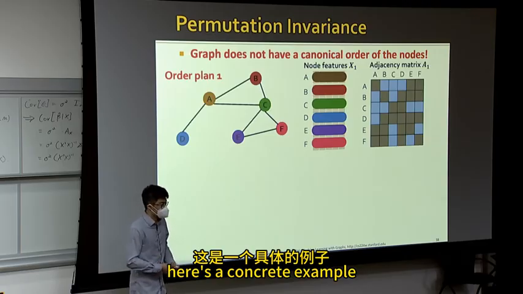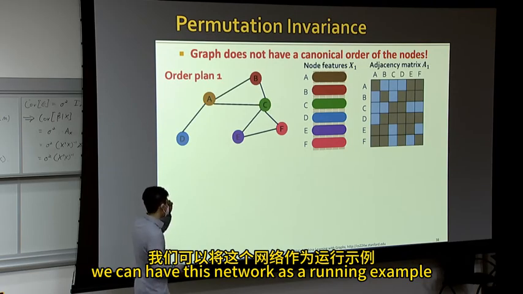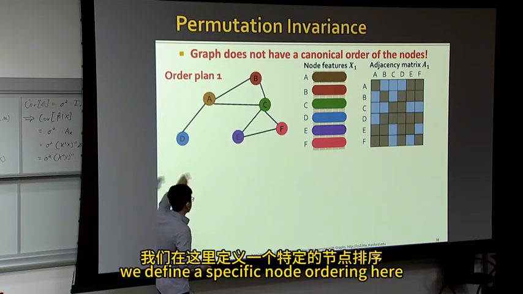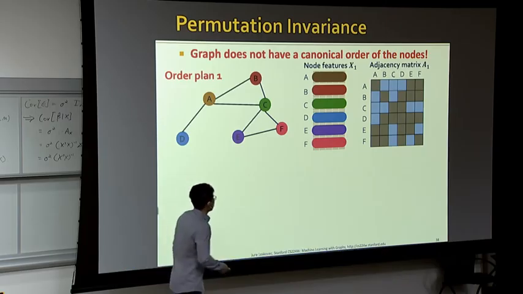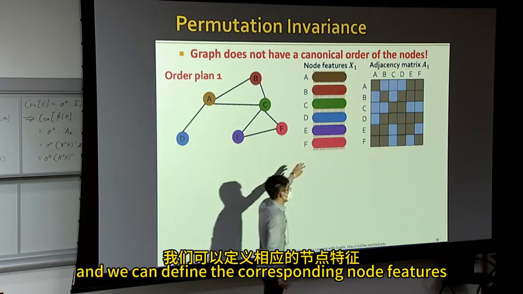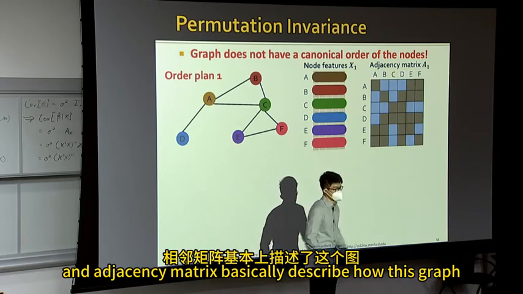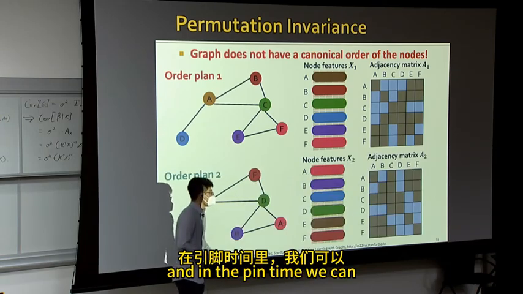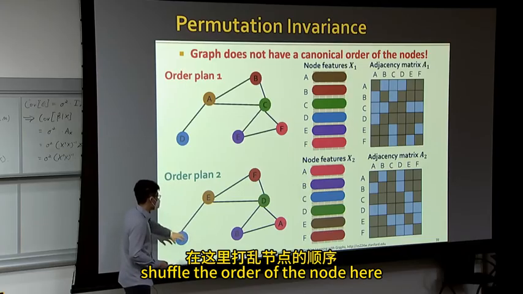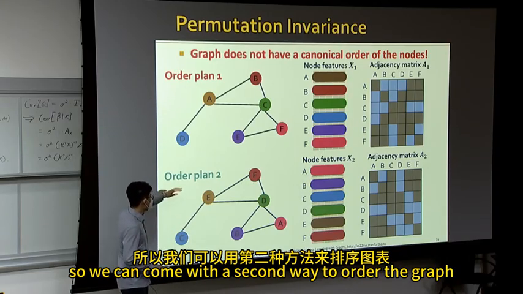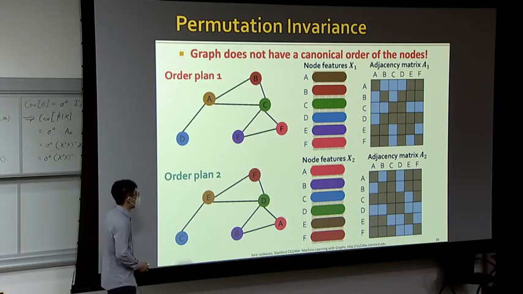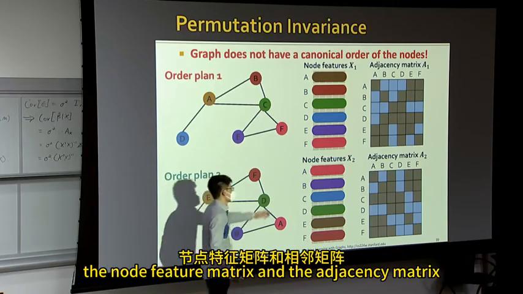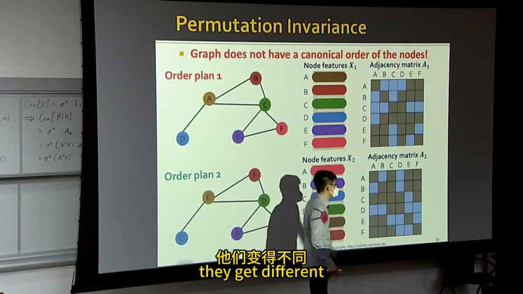Here's a concrete example. We can have this network as a running example. We define a specific node ordering here, and we can define the corresponding node features and the adjacency matrix, which basically describe how this graph looks. In the meantime, we can shuffle the order of the nodes, so we come up with a second way to order the graph. And you see that after this shuffling or permutation, the node feature matrix and the adjacency matrix become different.